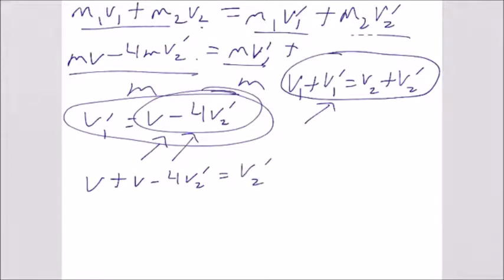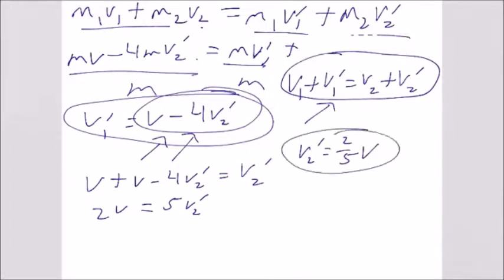Now we're going to combine our like terms. The easiest way to do that would be to add together the two v's here to get 2v. We'll add the 4 v2 prime to both sides. And then we'll divide both sides by 5. So that gives us v2 prime equals 2/5 v.